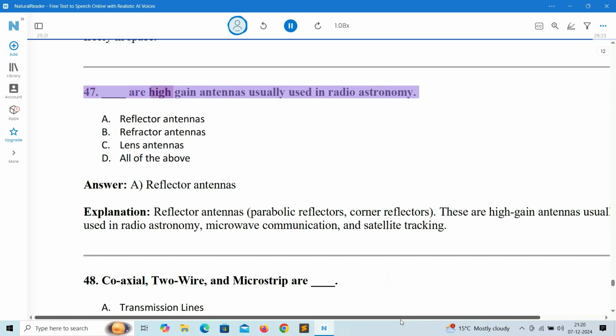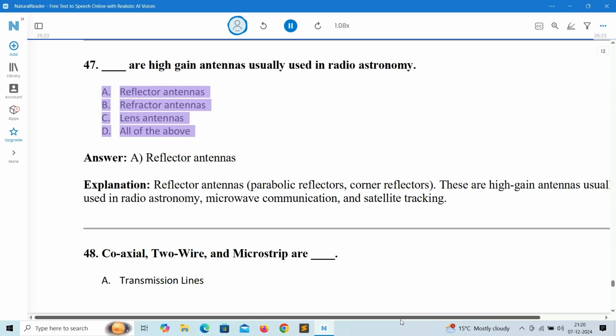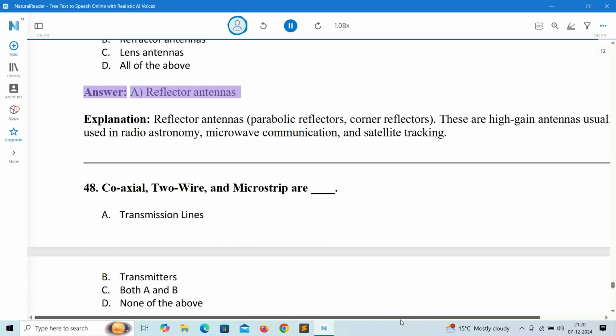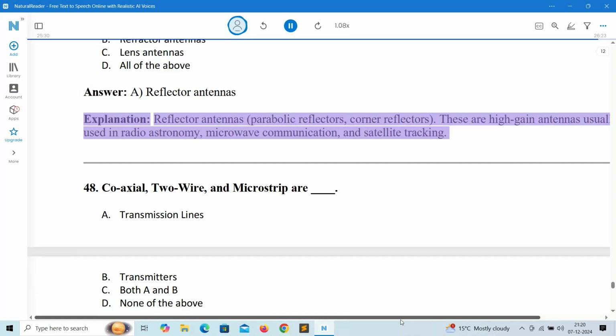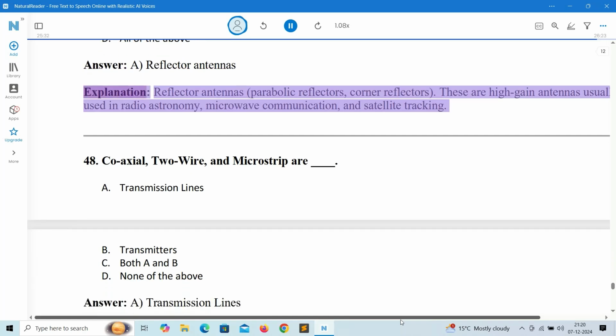47. Which high-gain antennas are usually used in radio astronomy? A. Reflector antennas. B. Refractor antennas. C. Lens antennas. D. All of the above. Answer: A. Reflector antennas. Explanation: reflector antennas, parabolic reflectors, corner reflectors. These are high-gain antennas usually used in radio astronomy, microwave communication, and satellite tracking.